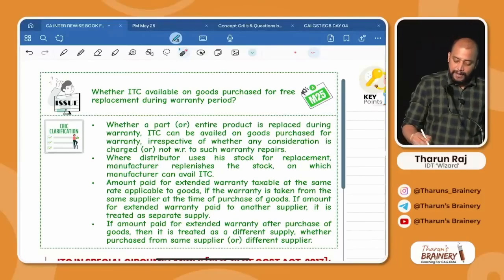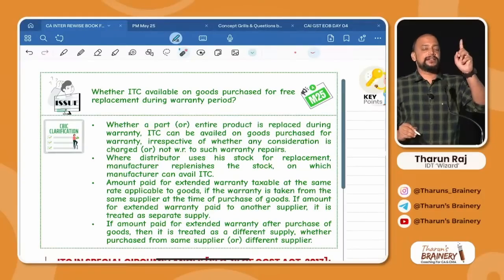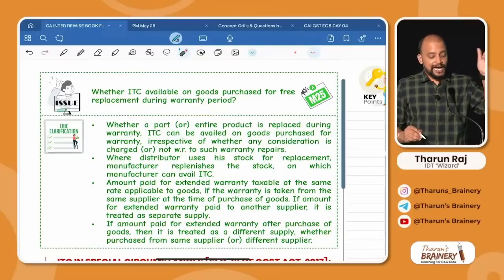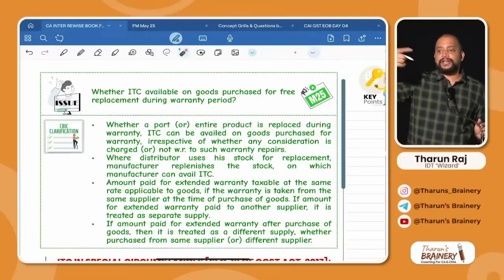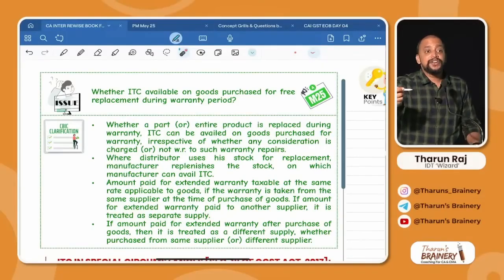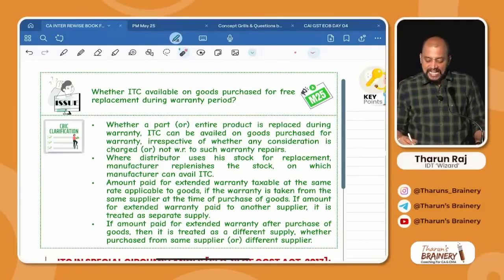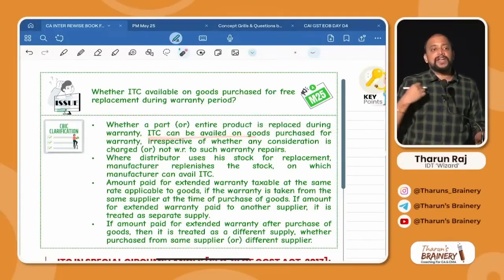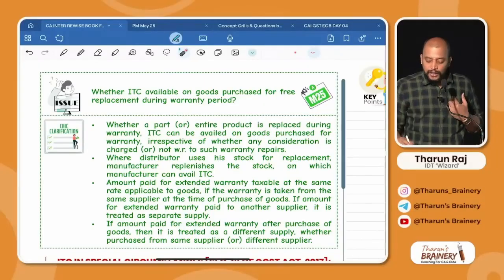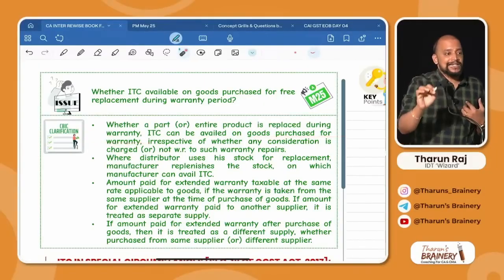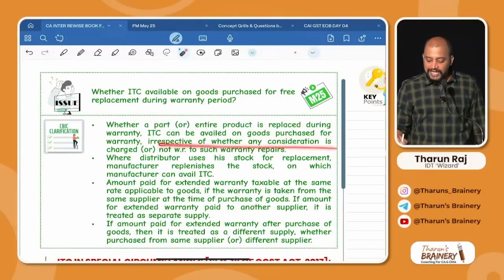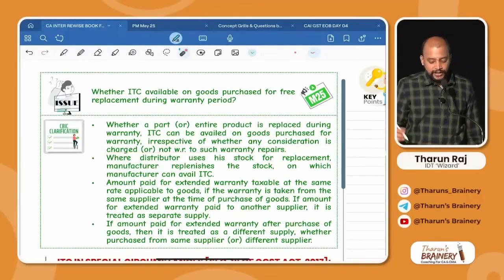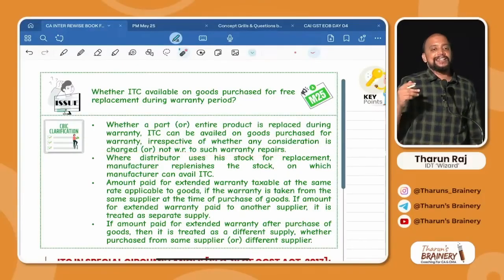Say this: when a part, as in the car sensor example, or an entire product, as in the rechargeable torch example, is replaced during warranty, ITC can be availed, correct? On goods purchased for warranty, irrespective of whether any consideration is charged or not with respect to such warranty repairs.